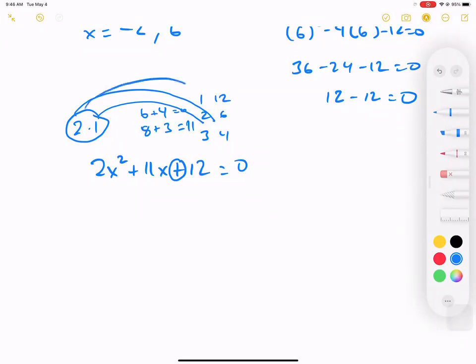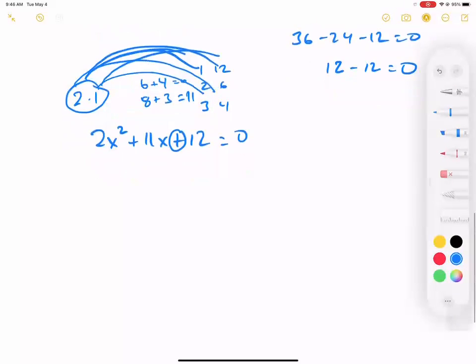If I try 2 and 1, and 1 and 12, 2 and 6, the idea is that we're going through sets. It isn't always obvious, but for sure, if it's factorable, one of these will work.